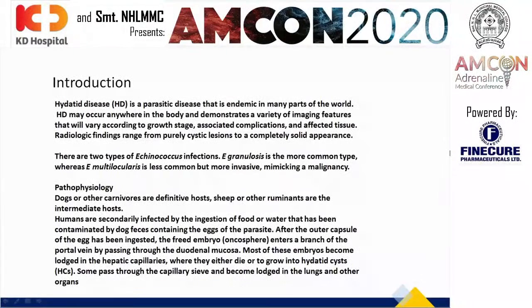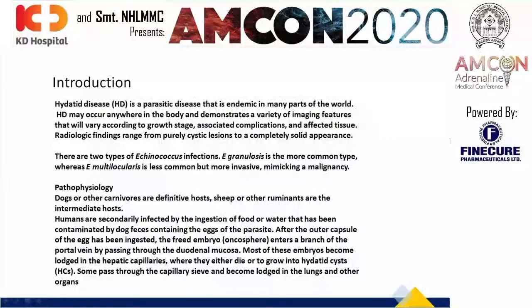Introduction. Hydatid disease is a parasitic disease that is endemic in many parts of the world. Hydatid disease may occur anywhere in the body and demonstrate a variety of imaging features that will vary according to the growth stage and associated complication and affected tissue. The radiological findings range from purely cystic lesions to a completely solid appearance. There are two types of Echinococcus infection. Echinococcus granulosus is the more common type, whereas multilocularis is less common but more invasive, mimicking a malignancy.